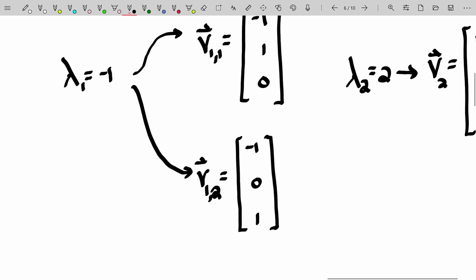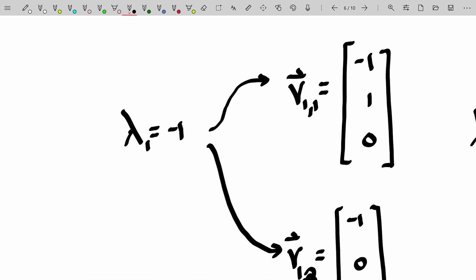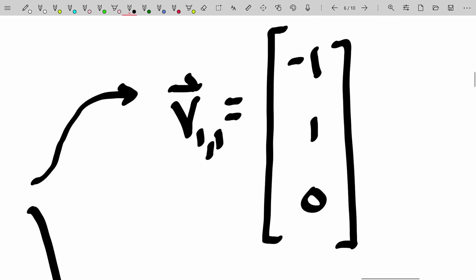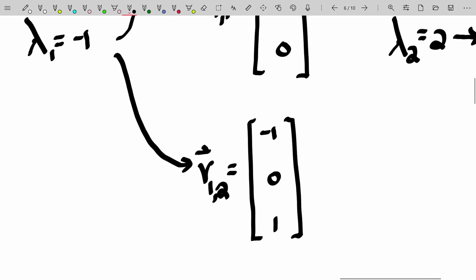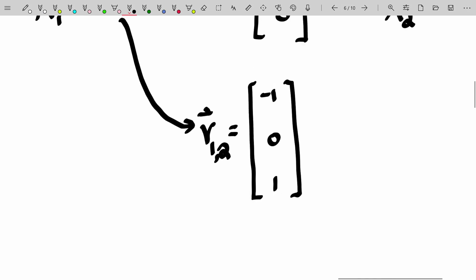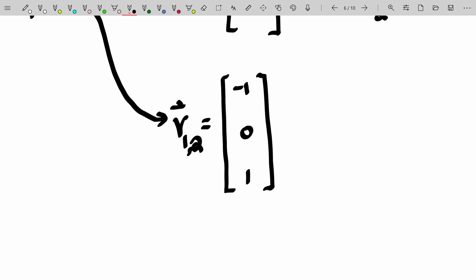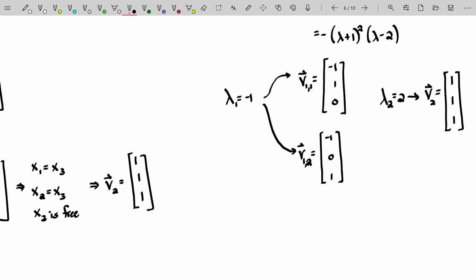All right, I did some relabeling there. Because lambda 1 was negative 1, the first linearly independent eigenvector associated with lambda sub 1, v sub 1,1, is negative 1, 1, 0. The second eigenvector associated with lambda sub 1 is the other linearly independent eigenvector, negative 1, 0, 1. Now, lambda sub 2, being 2, gave us the eigenvector v sub 2, which is 1, 1, 1.